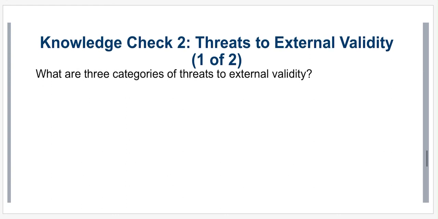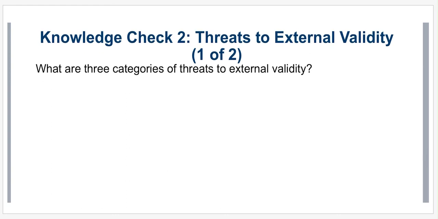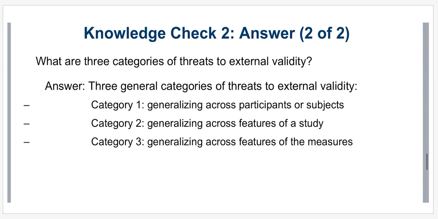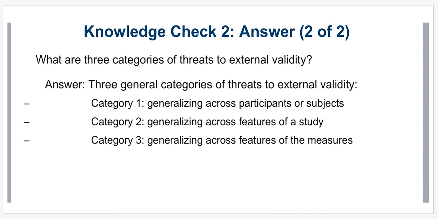So external validity, what are the 3 categories as your knowledge check? And again, here's the answer. 3 general categories: generalizing across participants or subjects, generalizing across features of a study or the procedures, the things the participants experience, and then generalizing across the measures. So using different measures. If you use different measures, will you get the same results? Category 2, if you use different procedures, will you get the same results? And then participants, if you use different participants, would you get the same results? So that is kind of a quick overview there.